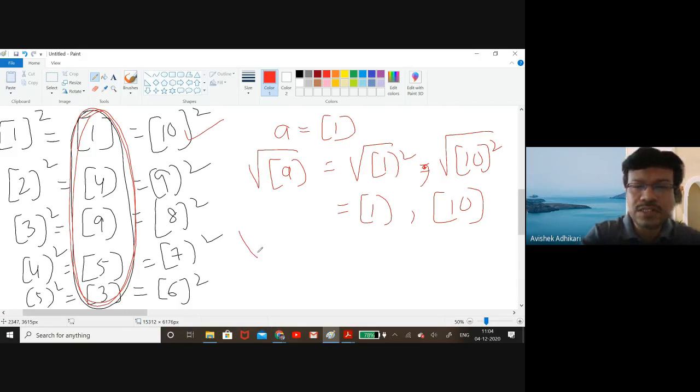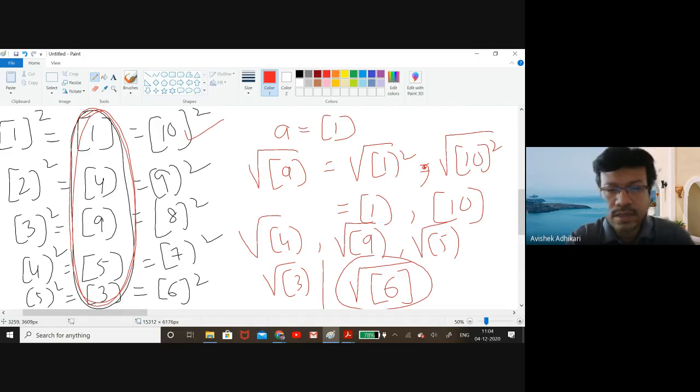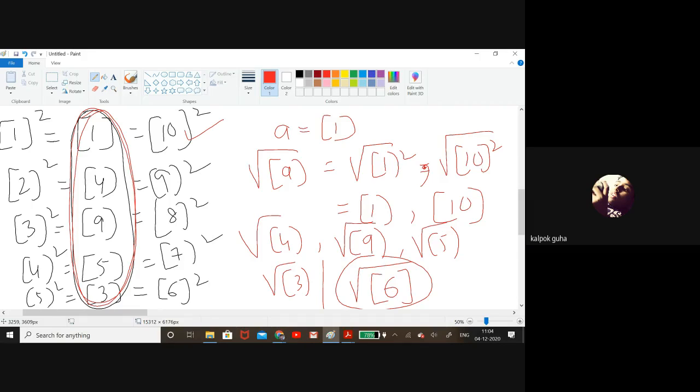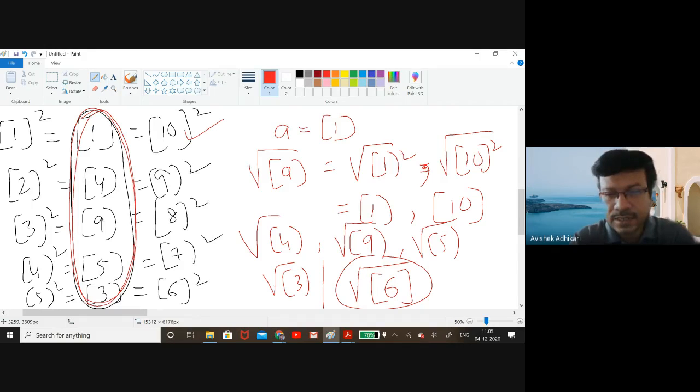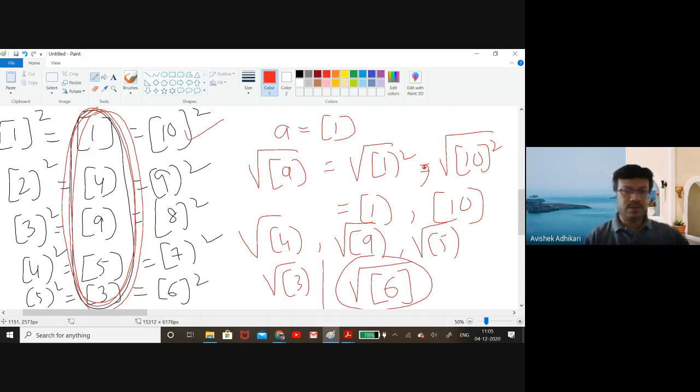Similarly, the square root of class 4 also exists, the square root of class 9 exists, the square root of class 5 exists, the square root of class 3 exists. Now, if I ask you what would be the square root of class 6? What will be the square root of class 6? It will not exist in Z11 star. Exactly. So you can see that I have exhausted all the elements whose square root exists. There exist no other elements whose square root exists.